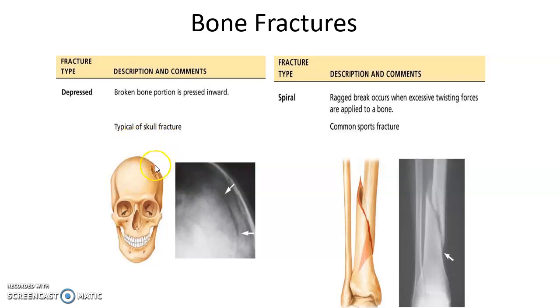This is more common in the flat bones of the skull. Boom, got hit by a hammer. Spiral fracture is when the fracture goes up the length of the bone and spirals around the bone. This occurs a lot in athletes, in impact sports, where their leg might be twisted very forcefully, causing it to break up the bone.